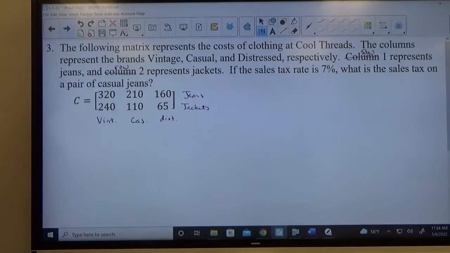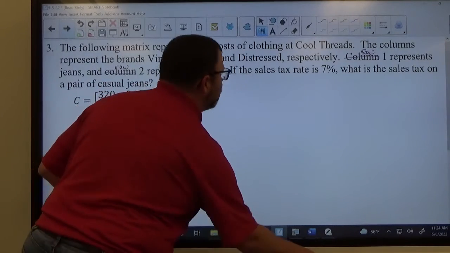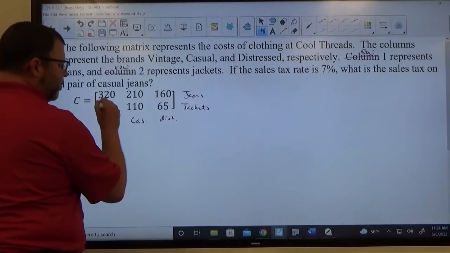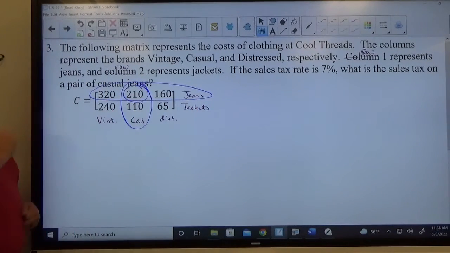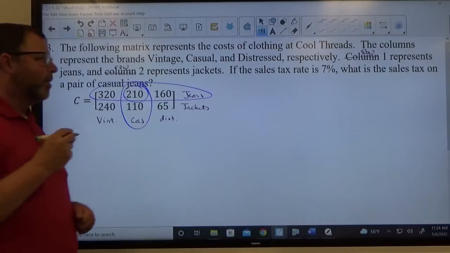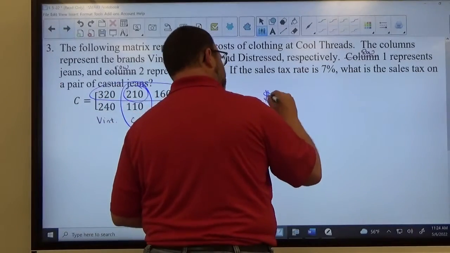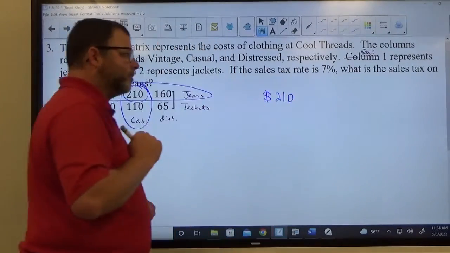Okay. The problem states, if the sales tax rate is 7%, what is the sales tax on a pair of casual jeans? So I'm not asking you to do a whole bunch of stuff with this. I basically want to know that you can interpret this matrix properly. Casual jeans would be in the jeans row, the casual column. That represents $210 is how much those jeans cost. Must be expensive jeans, I don't know. $210. Okay.